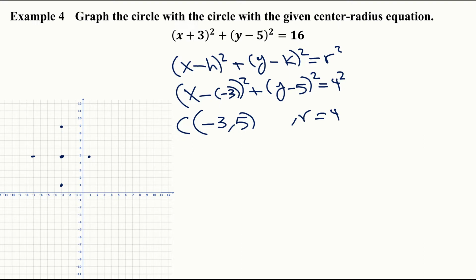Now, this is not going to look too pretty, but I just want to give you an idea on how you would do this by hand. There it is. Oh, that's very bad.